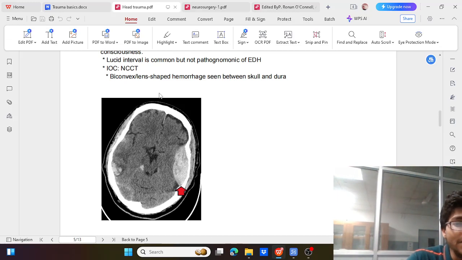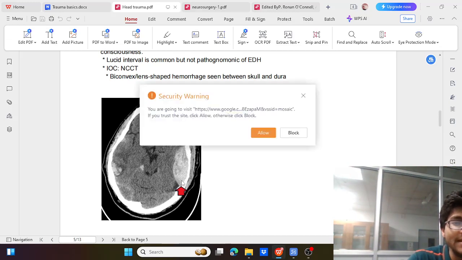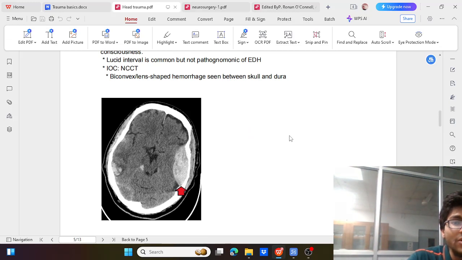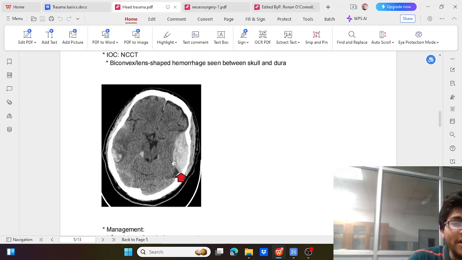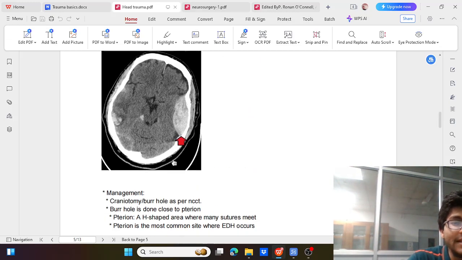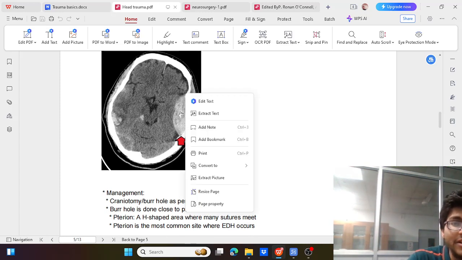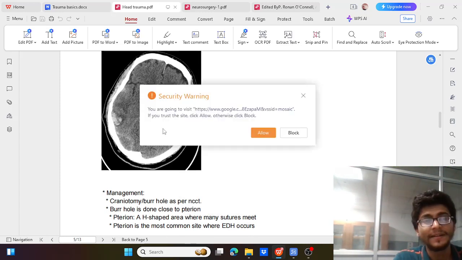Then how does this appear on CT? As we can see, it is biconvex or lens shaped. So important point we have to notice here, that the bleeding here does not cross the suture line.